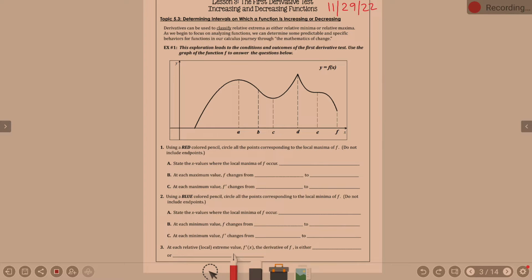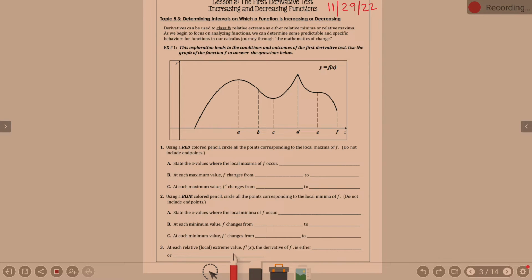As we begin to focus on analyzing functions, we can determine some predictable and specific behaviors for functions on our calculus journey through the mathematics of change. Okay, getting all philosophical here. Wow. Okay, this exploration leads to the conditions and outcomes for the first derivative test.